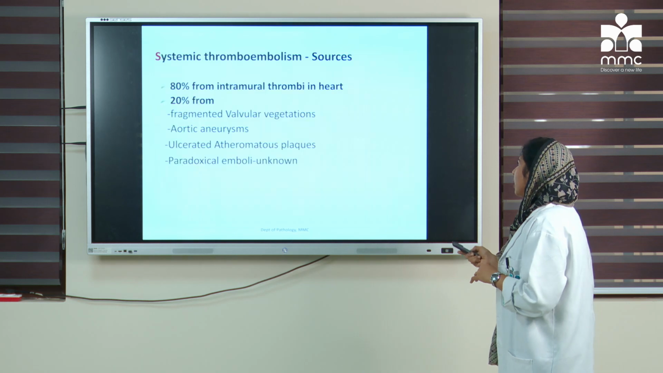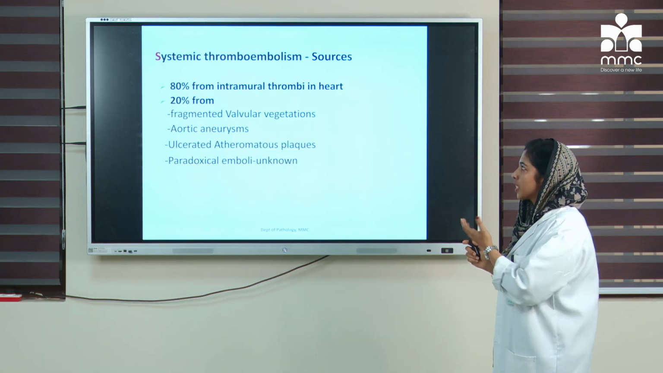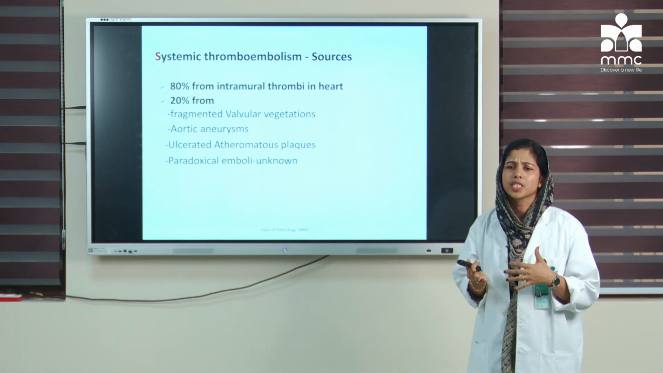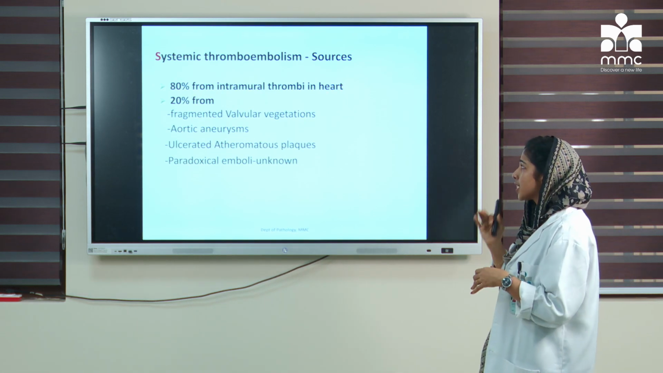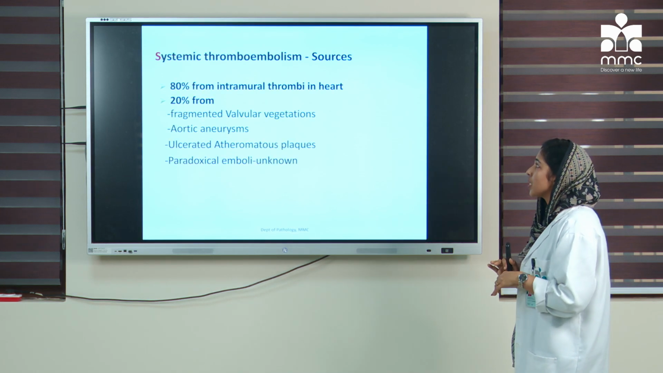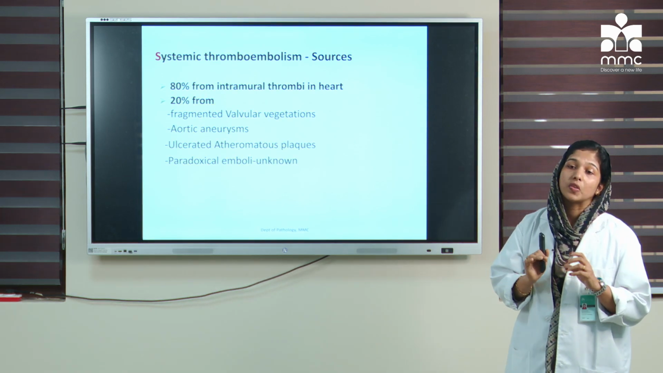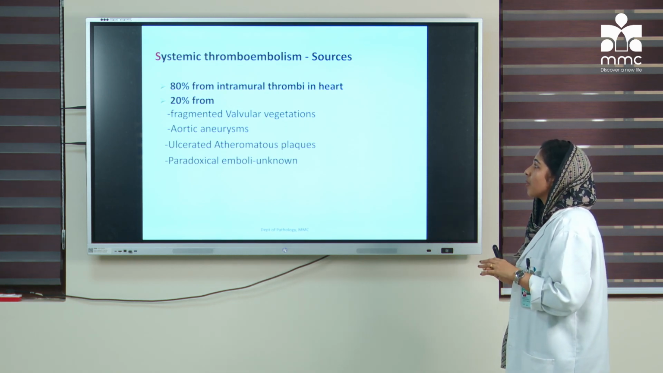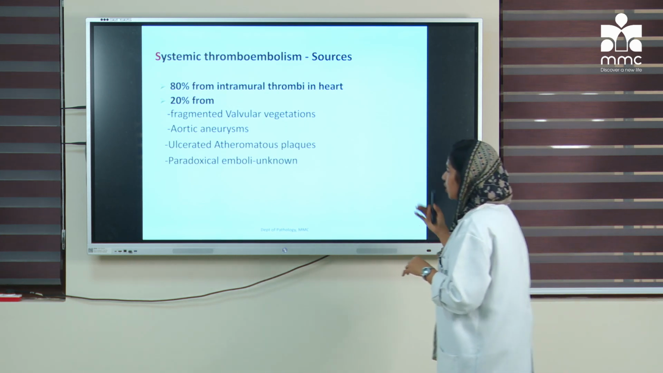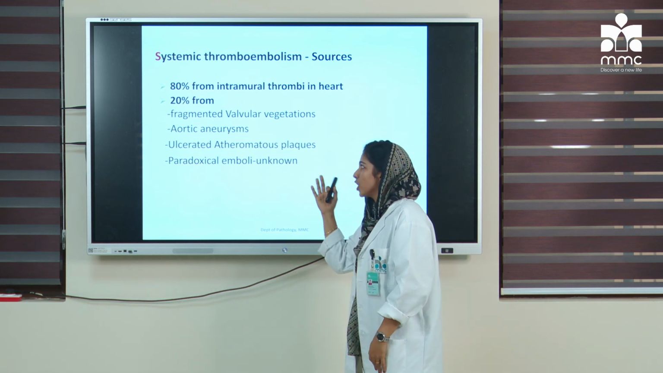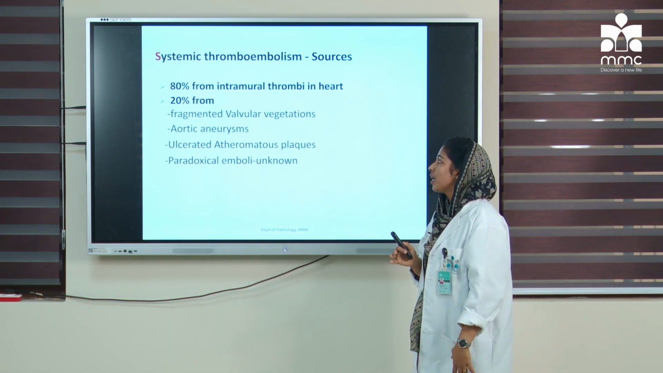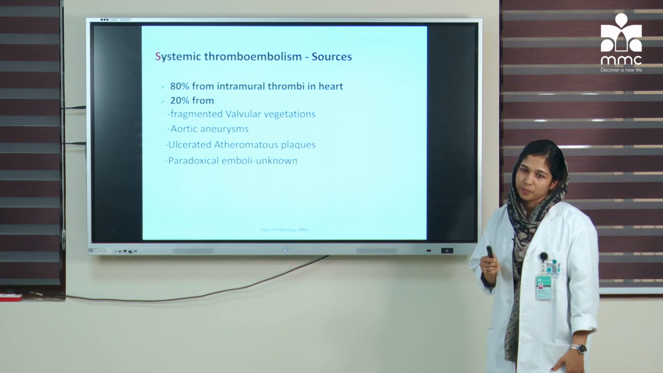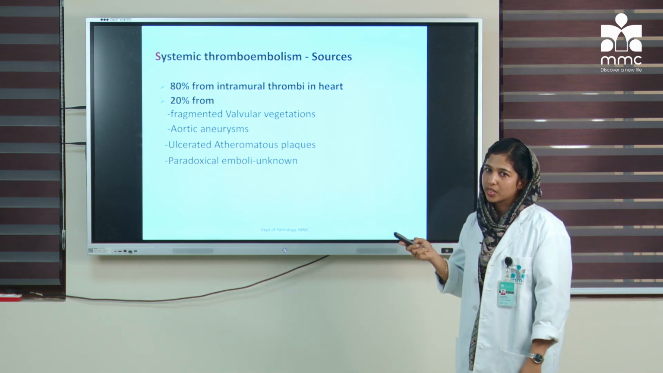So, now, the next part of thromboembolism is systemic thromboembolism. What are the different sources of systemic thromboembolism? In the majority of cases, that is 80%, it arises from intramural thrombi within the heart, okay. And in 20% of the cases, it can be fragmented valvular vegetations, aortic aneurysms, ulcerated atheromatous plaque, and paradoxical emboli. Okay, we have already discussed what is paradoxical embolism.